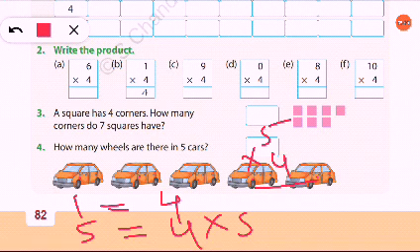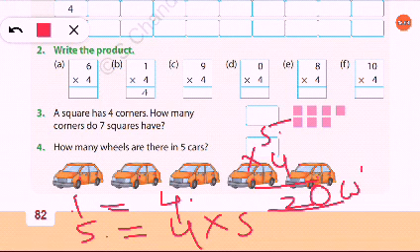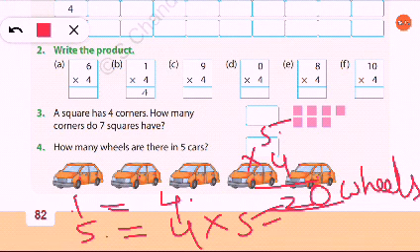And what you multiply? Write like this. 4 5s are 20. So it will be 20 wheels. Okay, one car has 4 wheels. So 5 cars will be 4 into 5. It will be 20 wheels. Okay, so hope it is clear to you. What you will do? One car has 4 wheels. So 5 cars will be 4 into 5 equals 20 wheels.